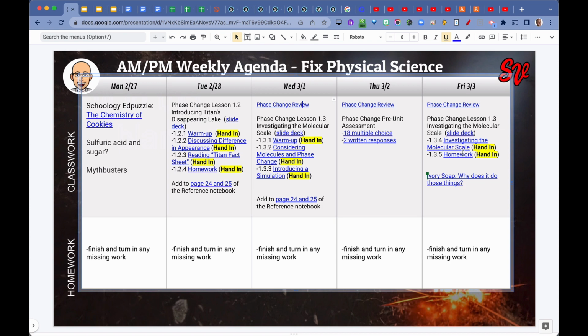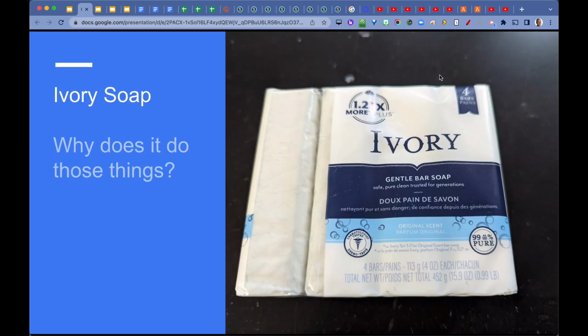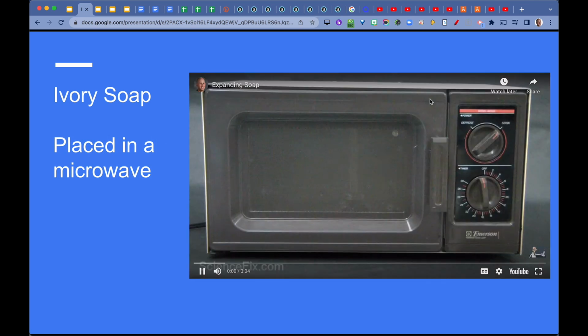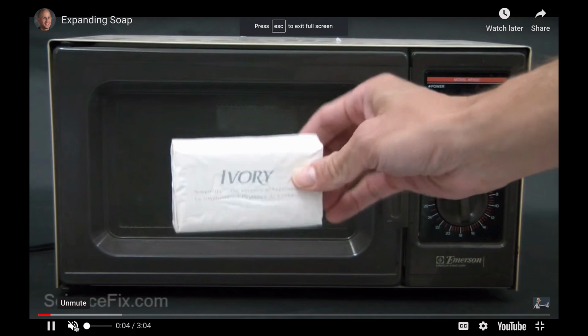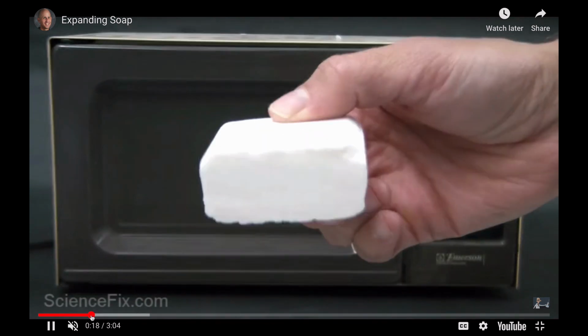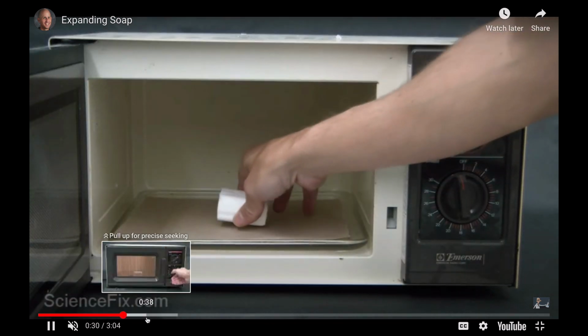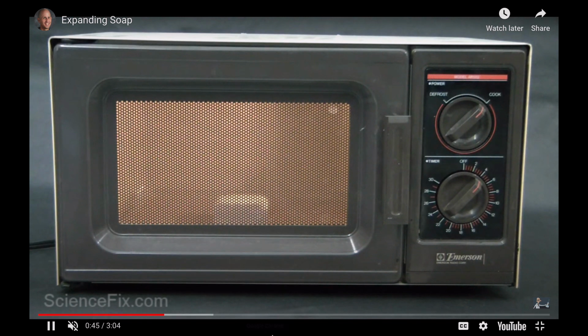So we finished up lesson 1.3, and then we also did an activity called Ivory Soap. Why does it do those things? So Ivory Soap, what we did first, we have a bar of ivory soap, and we put it into a microwave, we turned it on, and we saw what happened. It basically expands.